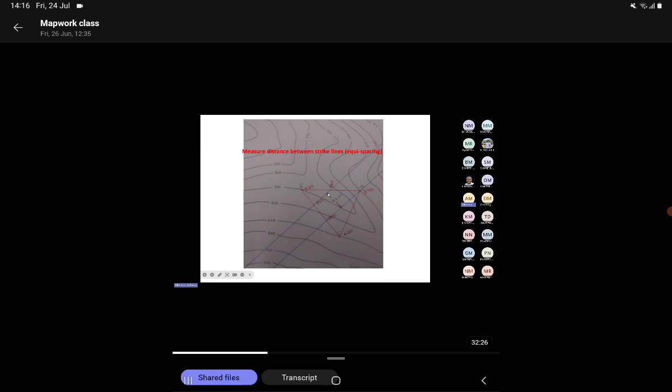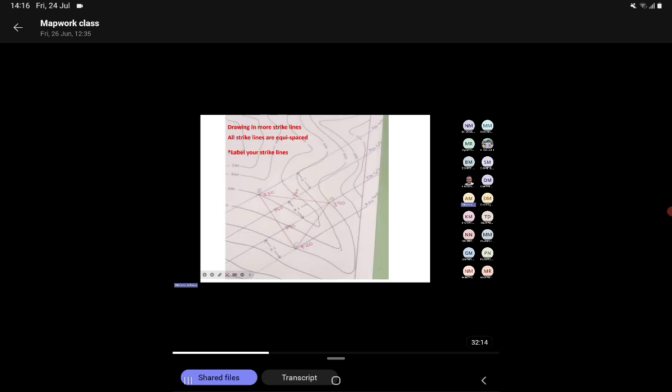Then you must measure another 2.1 here and draw a line. Measure another 2.1, draw a line, 2.9, draw a line. Same thing at the bottom, draw 2.1, get a line, 2.1, get a line down. And all your strike lines must be straight, they must be parallel, and they must always be equispaced. Because you can see from here, they are both 2.1 centimeters, 2.1 centimeters, 2.1 centimeters.